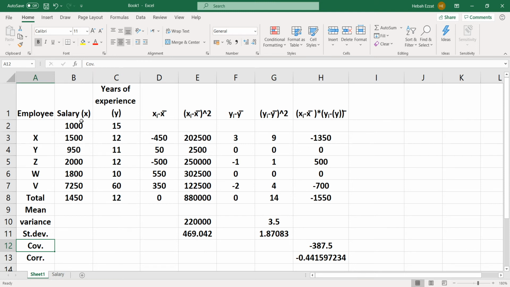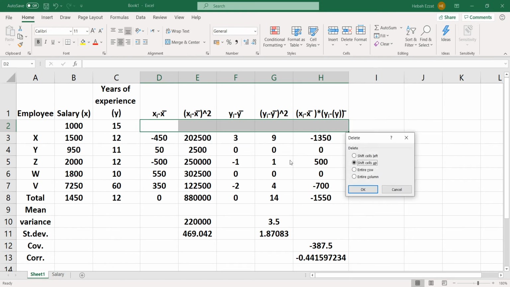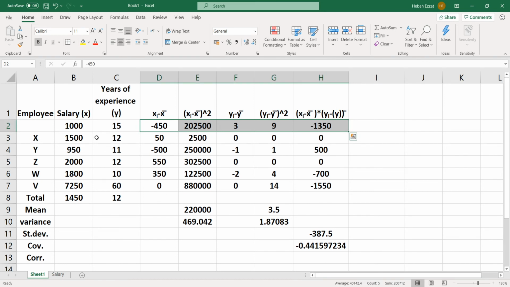So to calculate this, we had to find the difference between the values here. The difference between each observation xi and its mean, and we find the subtracted value here. We should subtract 1000 from the mean.